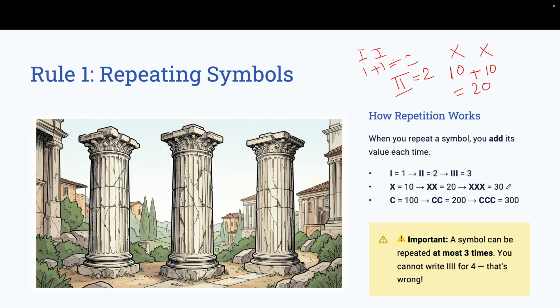Triple X is 30. C is 100. Then double C is 200 and triple C is 300. An important note is that a symbol can be repeated at most 3 times. It means we do not repeat more than 3 times. You cannot write 4 times I for 4. That's wrong.